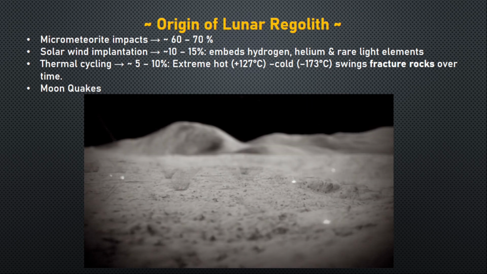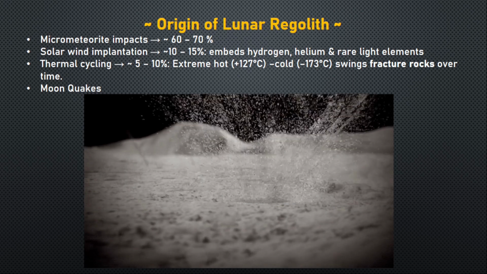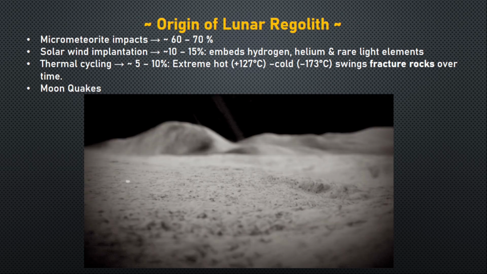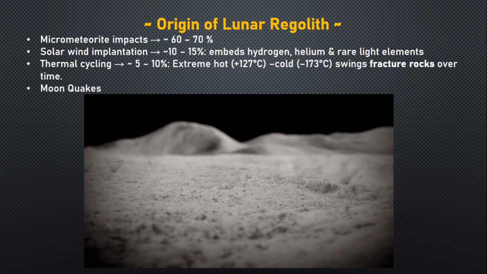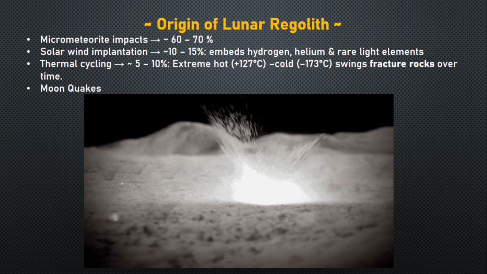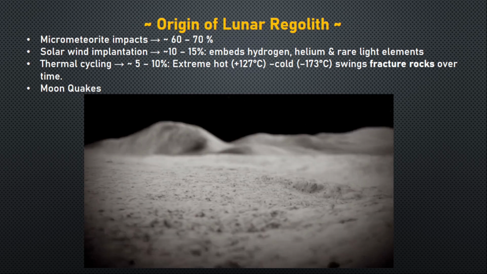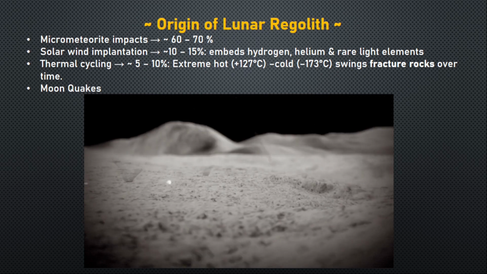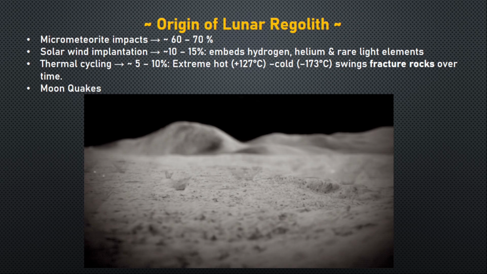Extreme temperatures occur when the moon is facing the sun. The side facing the sun can get as hot as 127 degrees Celsius. When it is not facing the sun, it can get as cold as minus 173 degrees Celsius. This kind of temperature swing fractures rocks over time, and that can create the lunar regolith.